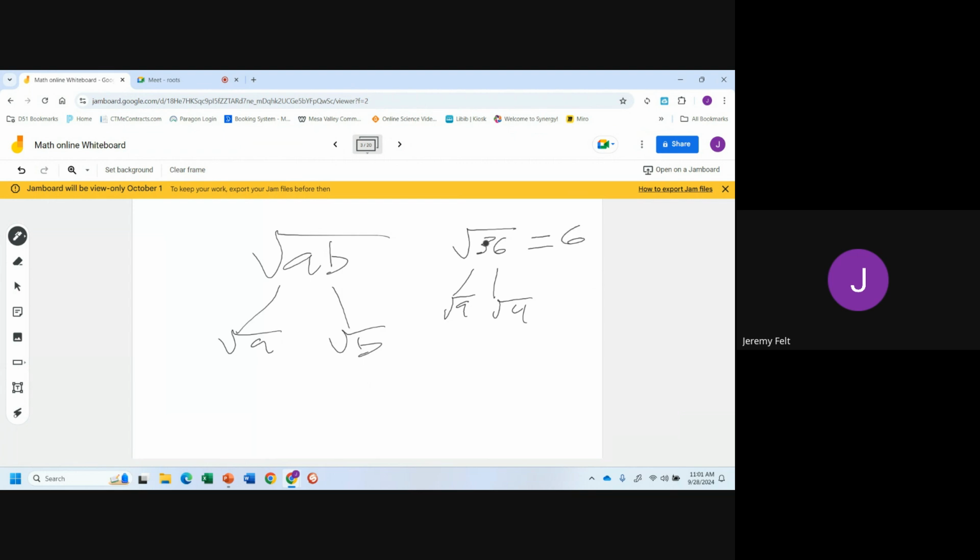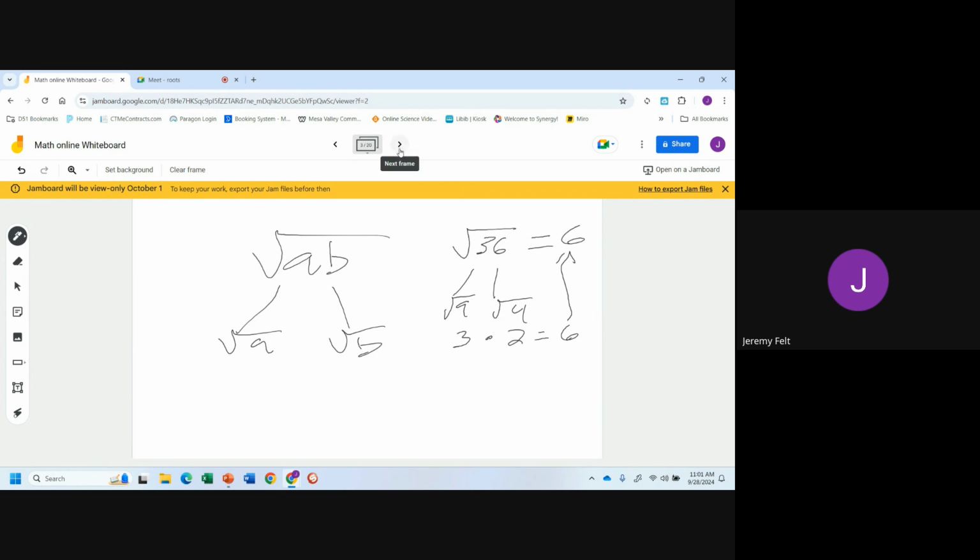But I can break it apart. I know 9 times 4 equals 36. So the square root of 9 times the square root of 4 should work out to be the same thing. So let's take a look. The square root of 9 is 3. Square root of 4 is 2. 3 times 2 is also 6. So that's all we're using right here. Now we'd probably just do square root of 36 equals 6. We probably wouldn't break it apart like this just to create more work.